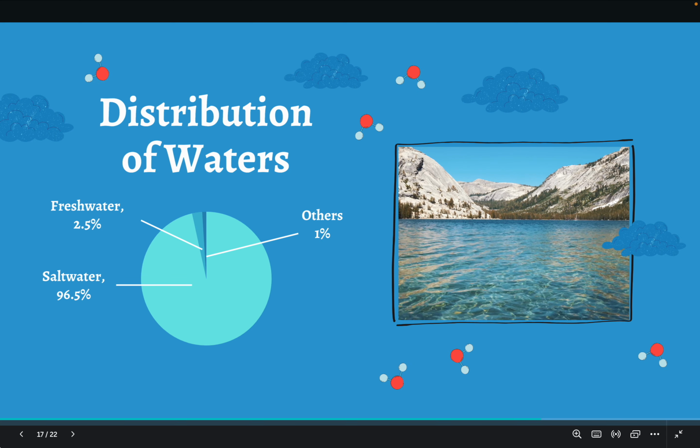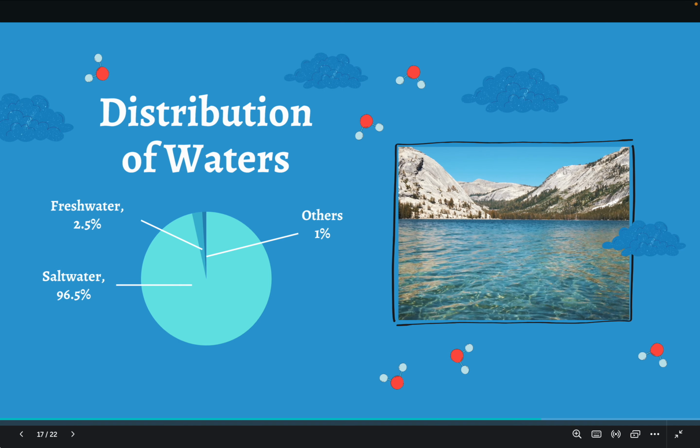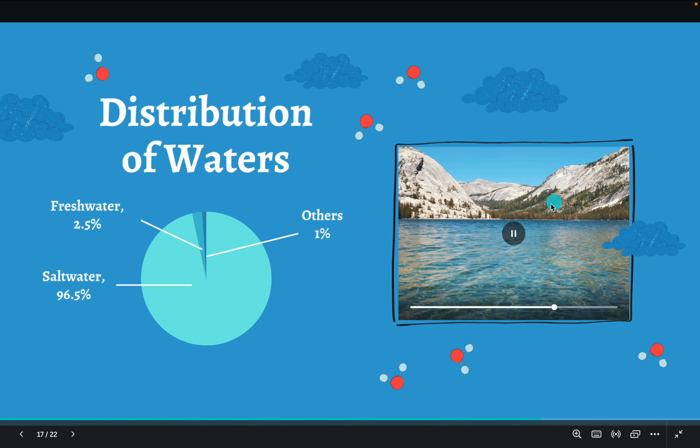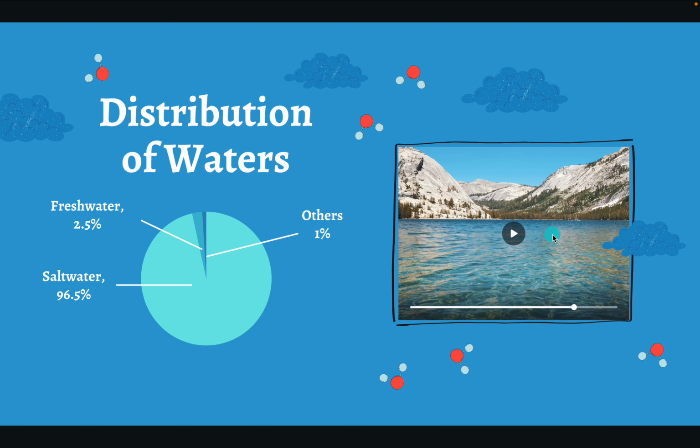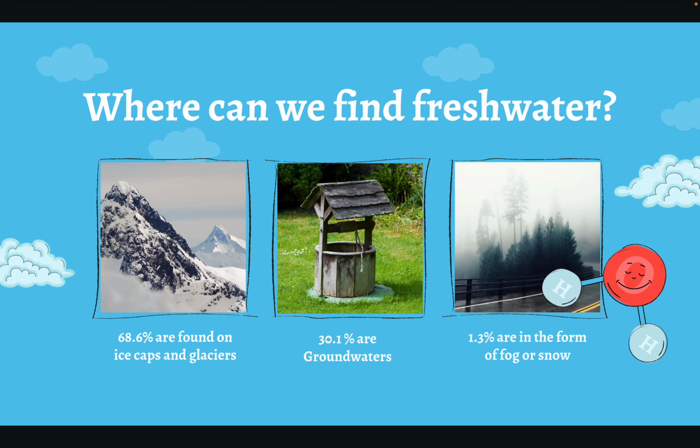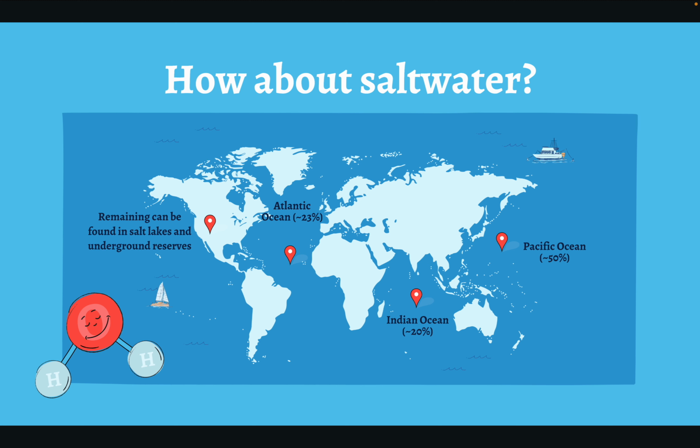Distribution of water. Fresh water is 2.5%, salt water is 96.5%, and others are only 1%. Where can we find fresh water? 68.6% is found in ice caps and glaciers, 30.1% in groundwater, and 1.3% in the form of fog or snow. How about salt water? In the Atlantic Ocean there is 23%, in the Indian Ocean 20%, and in the Pacific Ocean 50%. The remainder can be found in salt lakes and underground reserves.